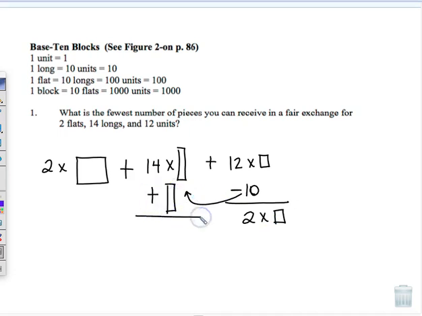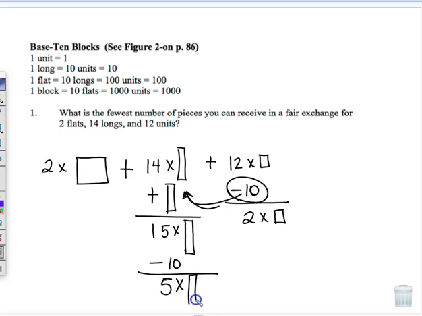And so now what I have is 15 flats. And definitely you could draw out all 15 if you wanted to. Now you should know that 10 longs is equivalent to a flat. So let me say this again. Here I took away 10 units, and that gave me a long. I have 15 longs, but 10 longs is equivalent to a flat. So I'm going to take away 10 of those. That's going to leave me with 5 longs now.